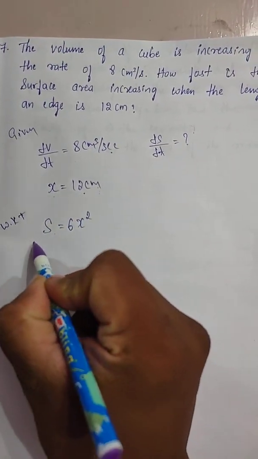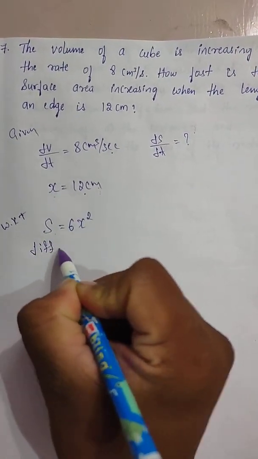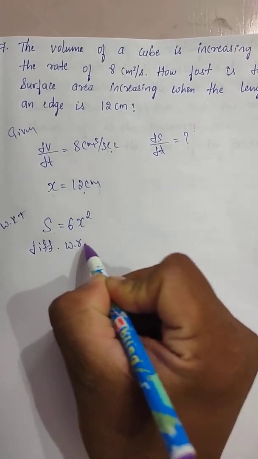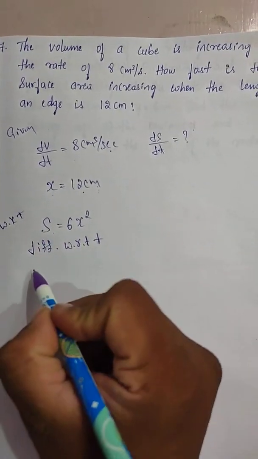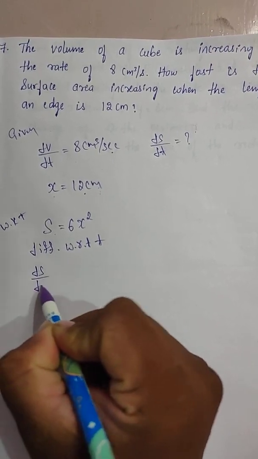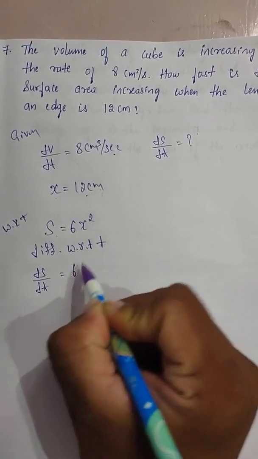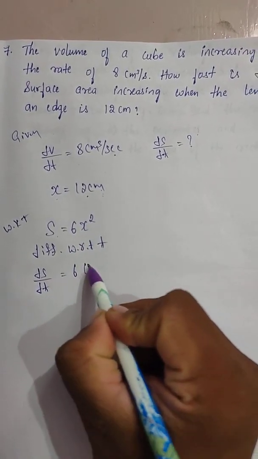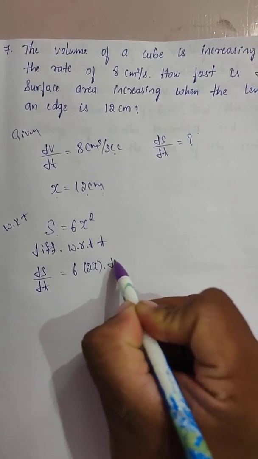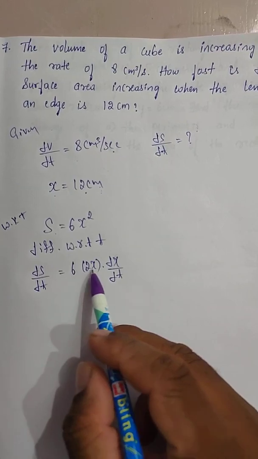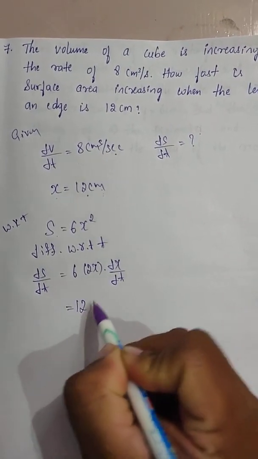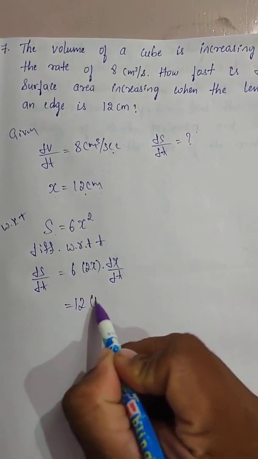So differentiate with respect to t. These formulas you already discussed in the lower classes. Now dS by dt is equal to 6, which is a constant, into the differentiation of x square, which is 2x into dx by dt. Now 6 into 12, since x is 12.